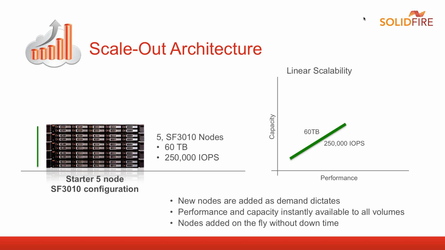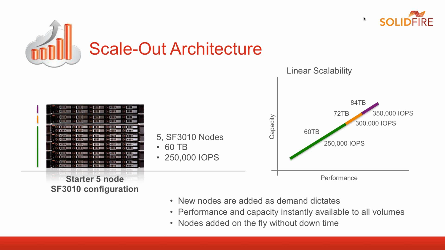So the SolidFire system scales by adding nodes as needed. Each node provides additional performance and additional capacity. You can scale these nodes one at a time on the fly without any downtime. So if you take our example here of the SolidFire 3010, each node provides an additional 12 terabytes of capacity and 50,000 IOPS that can then be pulled into the cluster and provisioned out independently. This type of architecture really simplifies the design process because it gives you the flexibility down the road to adjust.